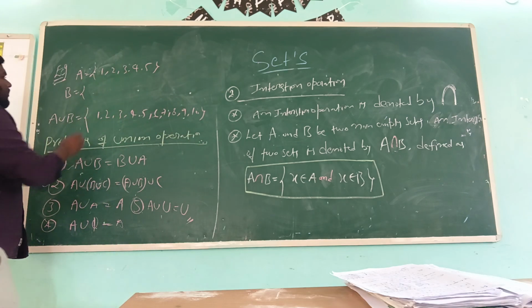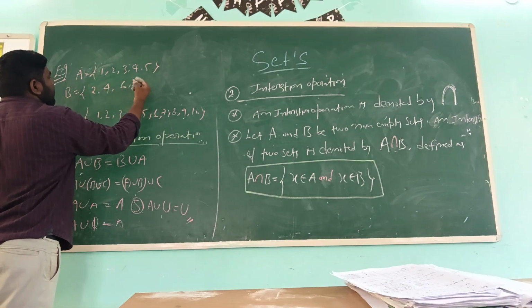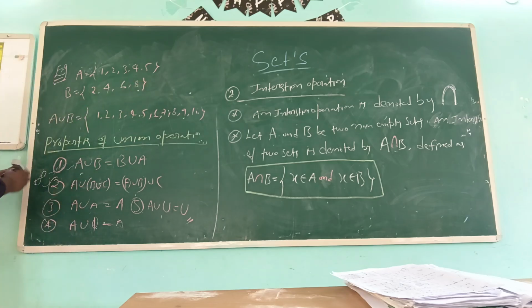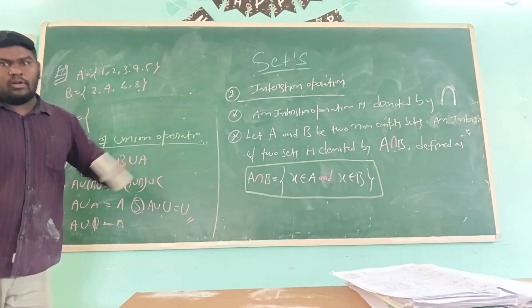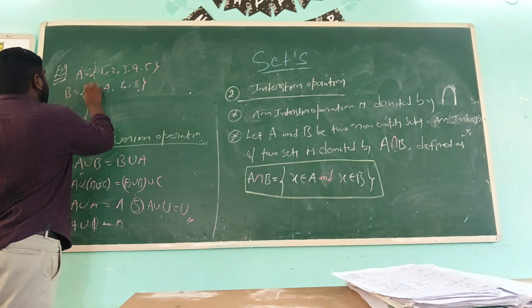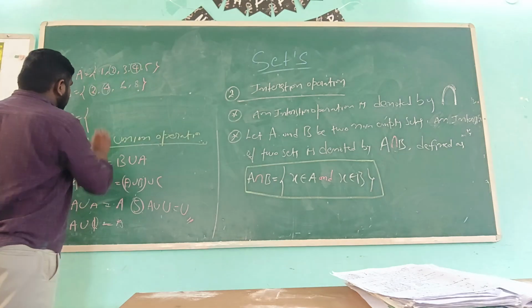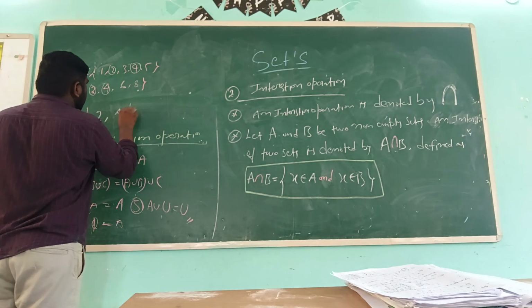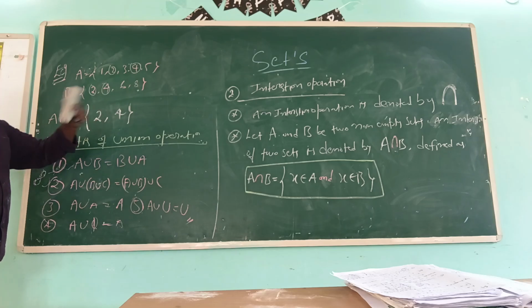See, for example I am taking 2, 4, 6, 8. Understood? If you see our example, the intersection operator is like this: A intersection B. What is the definition? X belongs to A and X belongs to B. Here X belongs to A. What are the X? Both common elements. 2, 2, 4, 4. There is no other. So the answer is 2, 4.